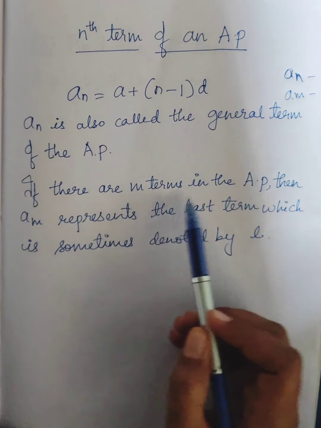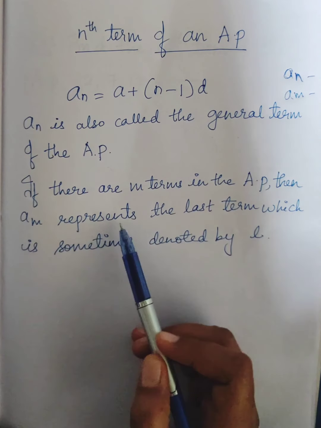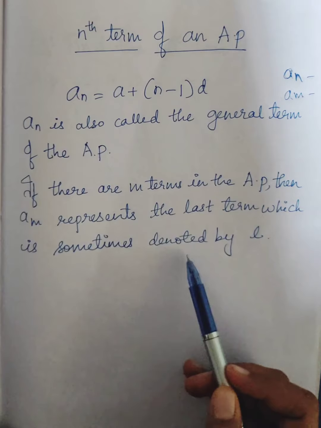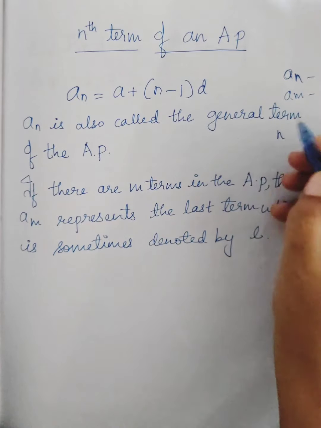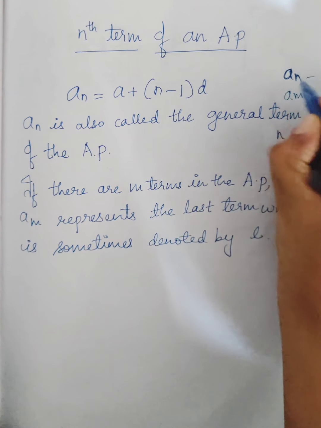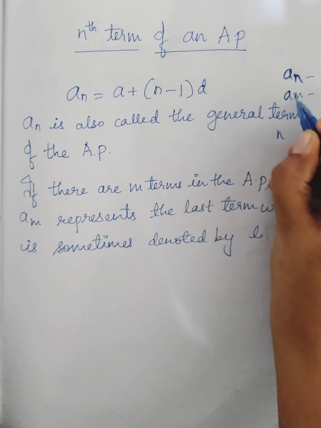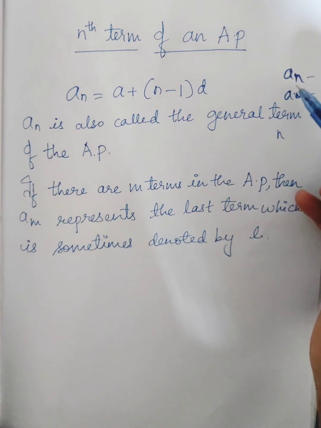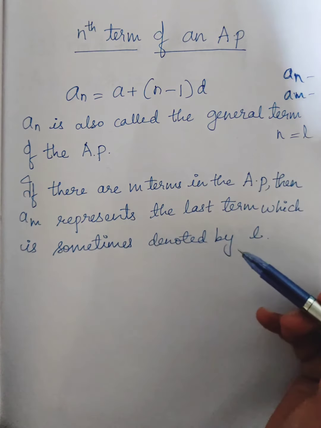Now, if there are m number of terms in the AP, then how are we going to write it? Then am represents the last term, which is sometimes denoted by L. Suppose there are n number of terms, then you are going to write it as an. If there are m number of terms, then you are going to write it as am, where am is called the last term of the AP, or else it is denoted by L.